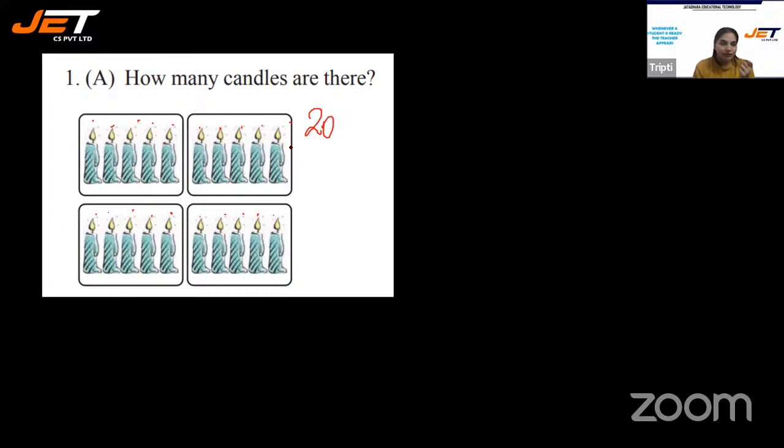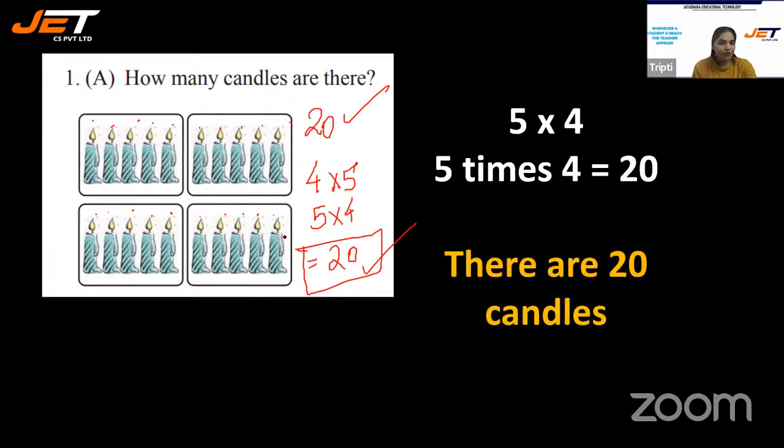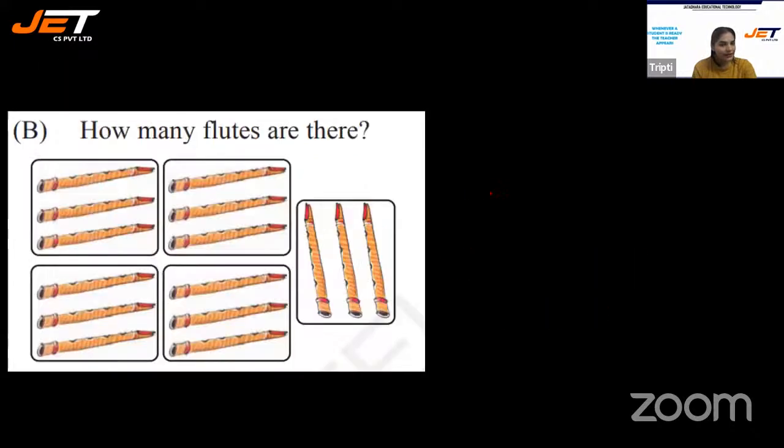If you can see that there are 4 groups of 5 candles in each group, or you can put 5 candles in 4 groups, you can straight away get the answer as 20. Why do you need to count 1, 2, 3, 4, 5, 6, 7, 8, 9, 10? No need, even though the answers will be correct. But you have to do smart work here. Okay? 5 times 4 is 20. 5 candles in 4 groups. So there are 20 candles.